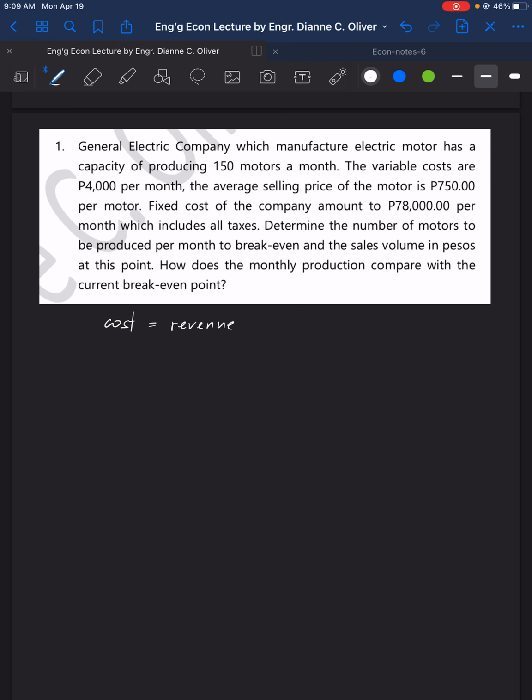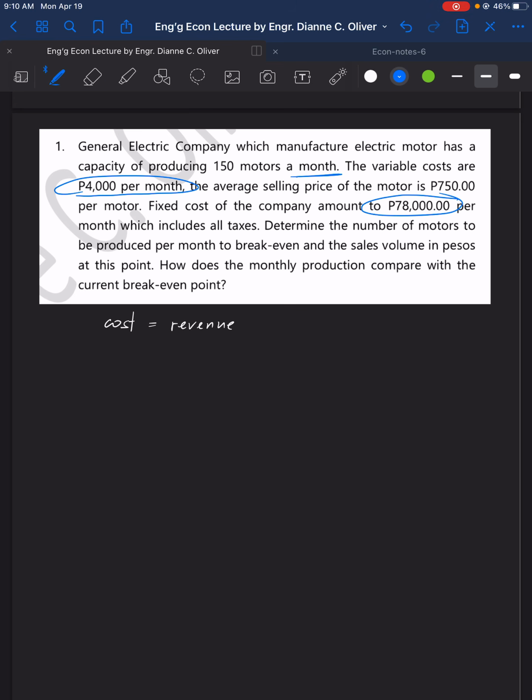So let's calculate all the costs to make it consistent. Let's take it per month, since we can see here that the time frame is per month. Okay, so for the cost, we have here the variable cost, which is 4,000 pesos per month. So we have there 4,000. Then another cost is the fixed cost of 78,000 per month. So that's the only costs we have here.